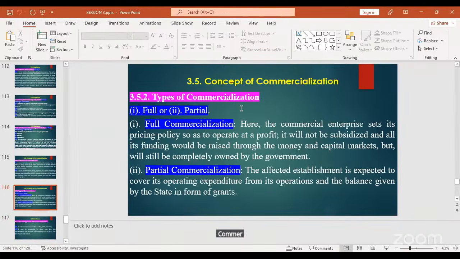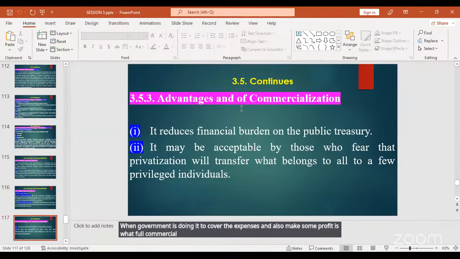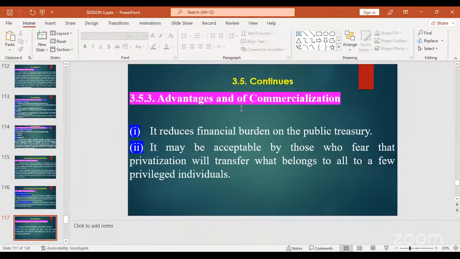Commercialization. If government says, okay, we will not be doing it for profit, but just to cover expenses, we call it partial commercialization. But when government is doing it to cover the expenses and also make some profit, what is that? Full commercialization. How many of you are into full commercialization already? How many of you are into partial commercialization already?